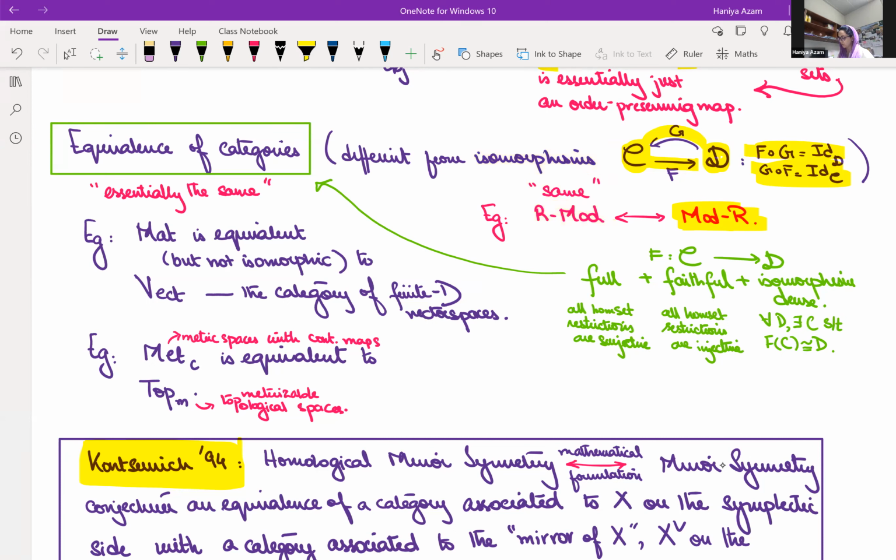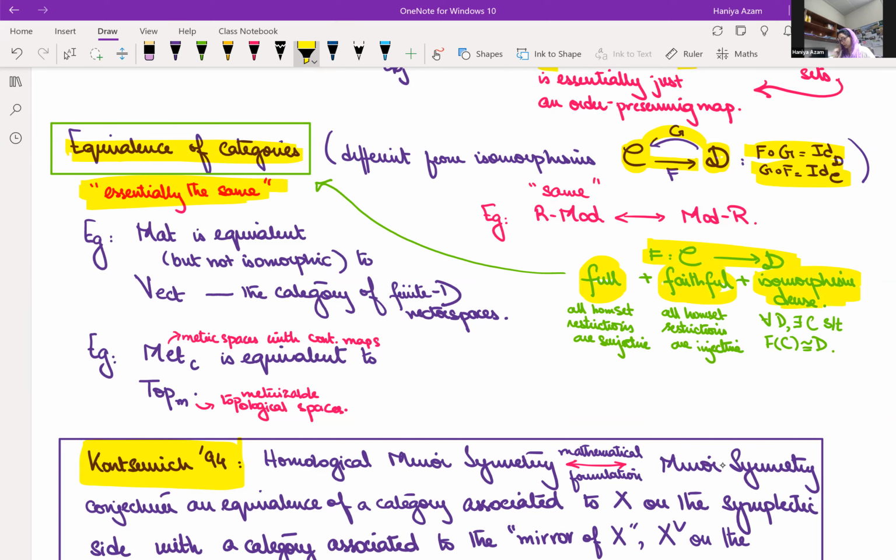We're interested in a more flexible kind of equivalence, which says that they are essentially the same. And that's what you call equivalence of categories, okay? Basically that involves the fact that there exists a functor F between the two categories, which is full, faithful, and isomorphism dense.